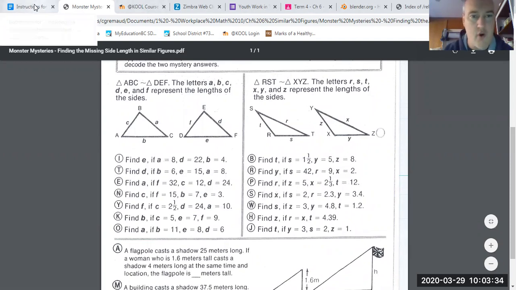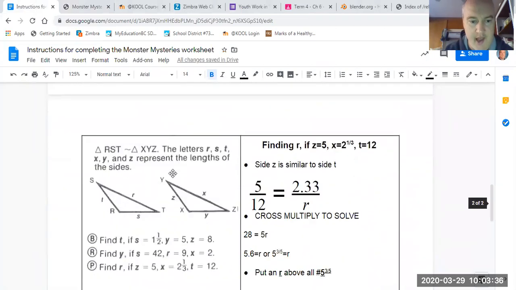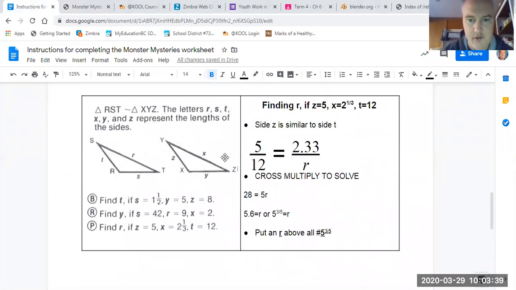So if I go back over here now, the very last example I'm going to give you is this one here. So we're trying to find R if Z equals 5, X equals 2 1/3, and T equals 12. Now, what we don't know is R, and R is right here. So the corresponding side to this is X. So we have R here, and excuse me, we have X, and I'm going to write X as 2.33.